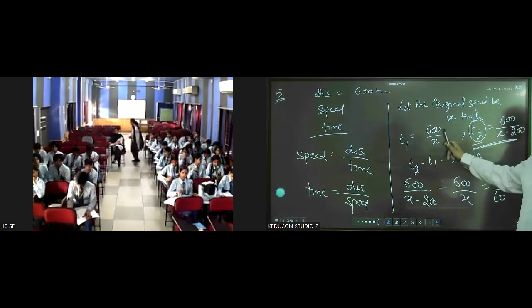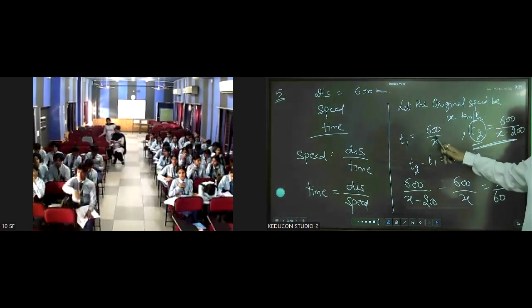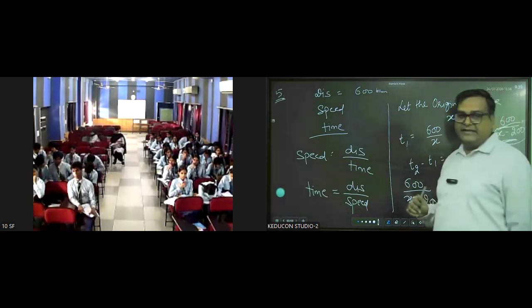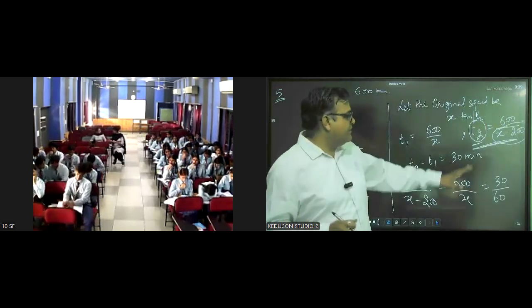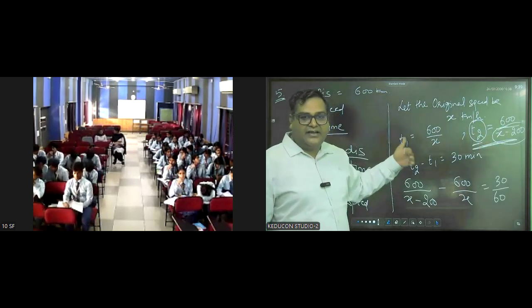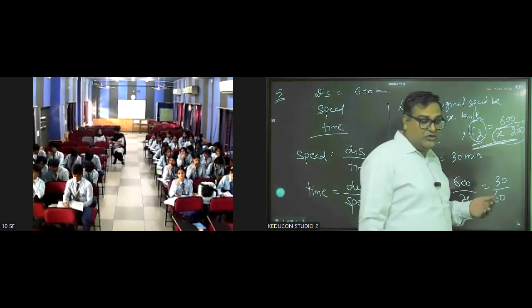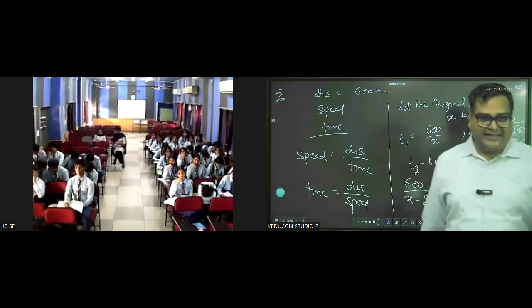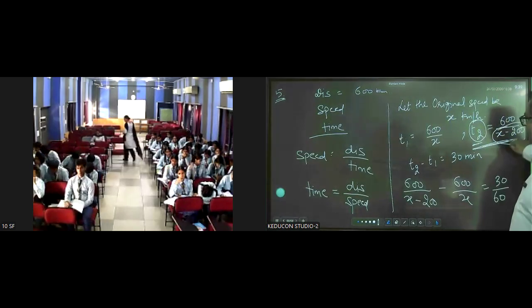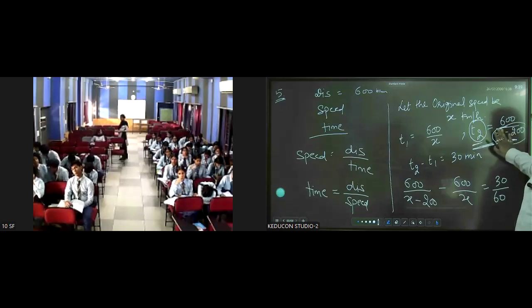Distance is constant in this case, but speed has been reduced. So this is a reduced speed. The distance covered at the reduced speed will take a time period greater than the time with the original speed. So children, the x minus 200 speed is a lesser speed. So the distance covered with this speed will take more time than this one.